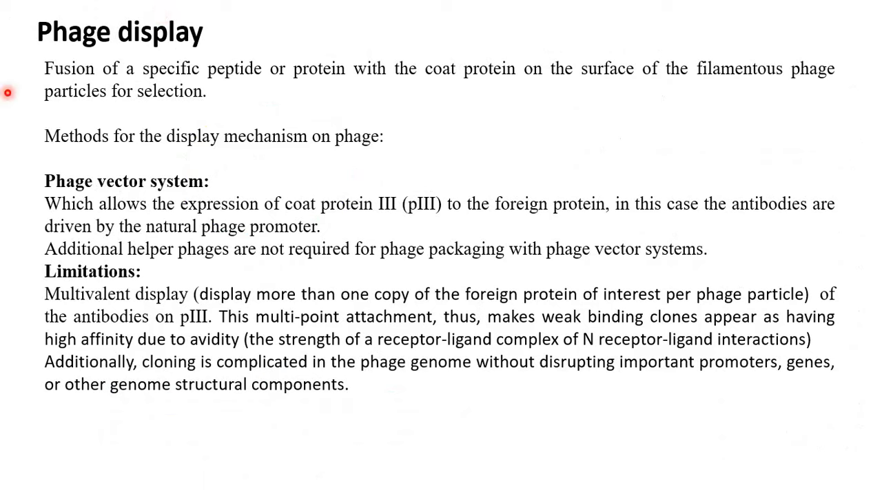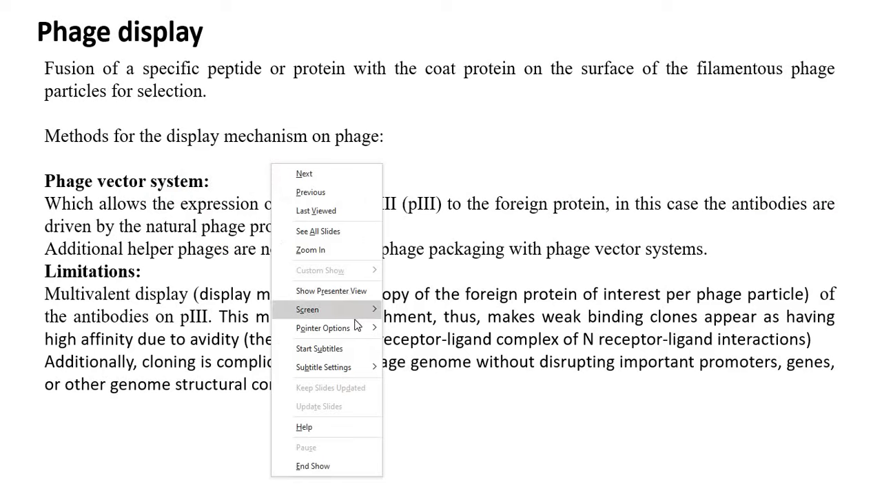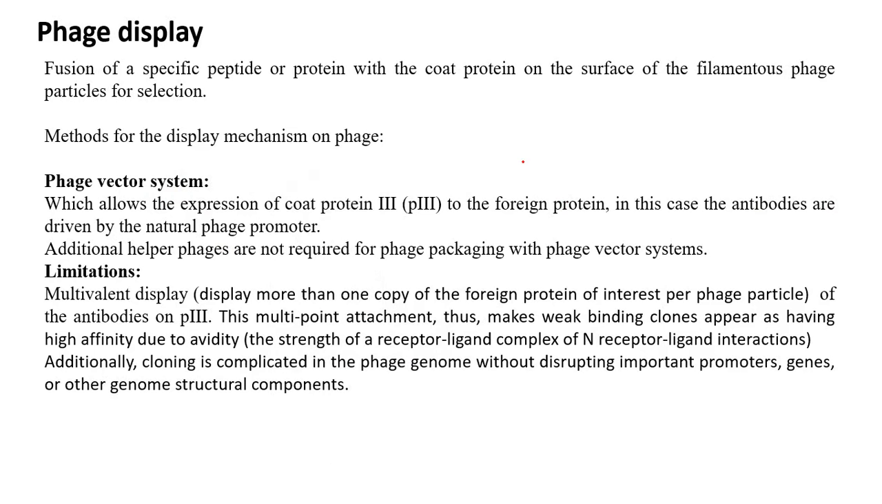When you are using the phage vector system, it allows the expression of the coat protein fused to the foreign protein, or the antibody fragment. The foreign protein in this case is the antibody, and it is driven by the natural phage promoter. So this vector contains all the genes. This is the phage vector, and this is your target protein, let's say your target protein or antibody.